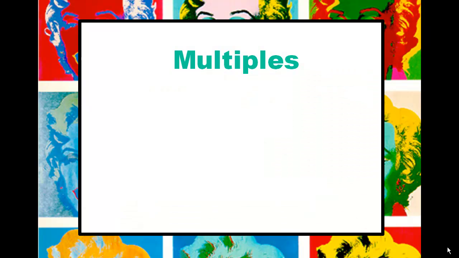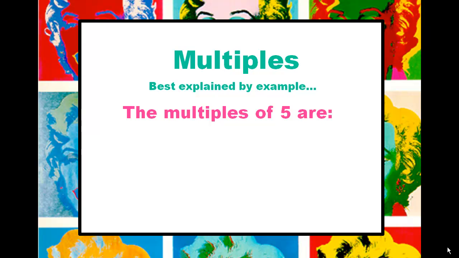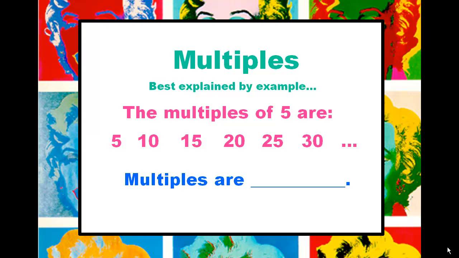The next letter that we're going to look at in our alphabet soup is multiples. M for multiples. Multiples are best explained by example. The multiples of 5 are 5, 10, 15, 20, 25, 30, and so on. Dot, dot, dot means that we could go on this way forever. Multiples are infinite. Unlike the factors where there is a certain set of numbers that are factors, multiples can go on forever.